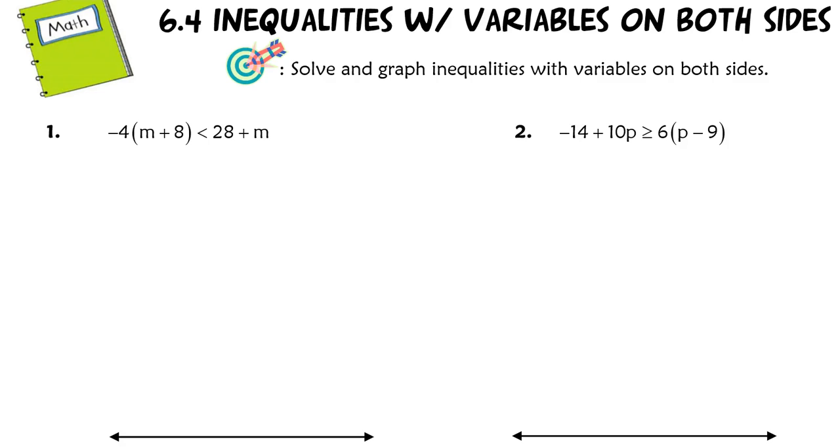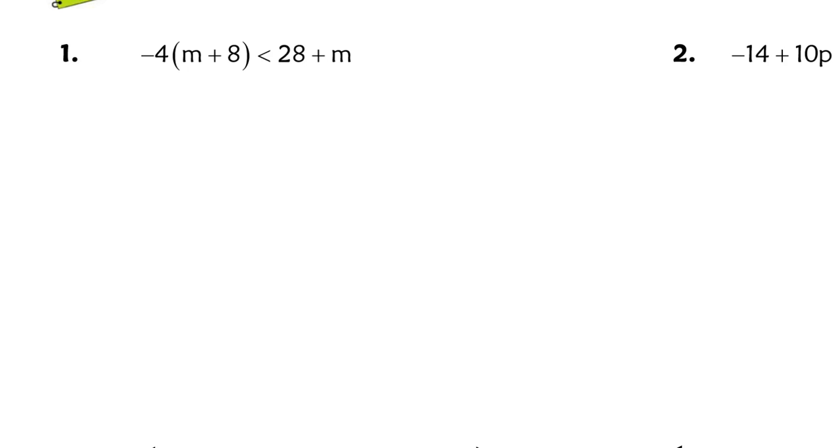This lesson is for section 6.4 on solving inequalities with variables on both sides. So today our objective is to be able to solve and graph inequalities when we have variables that appear on both sides of the inequality. Alright, let's go ahead and start with example number 1.